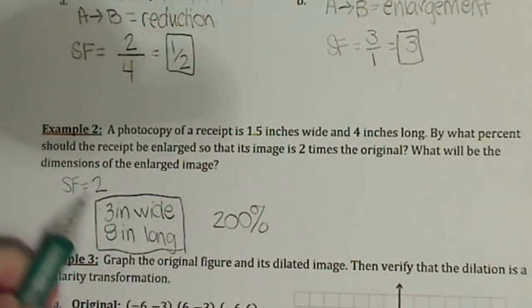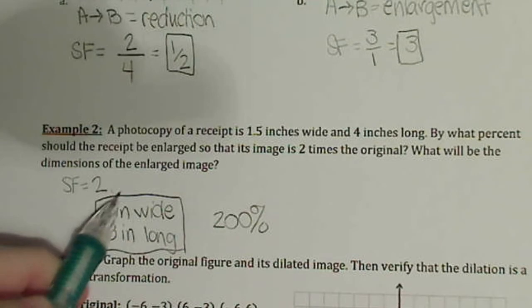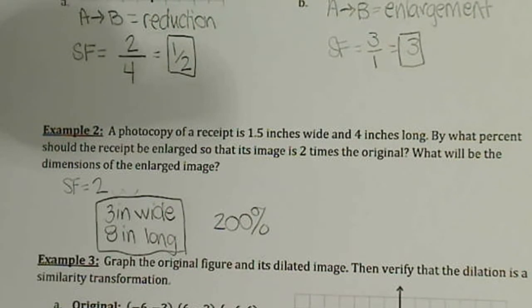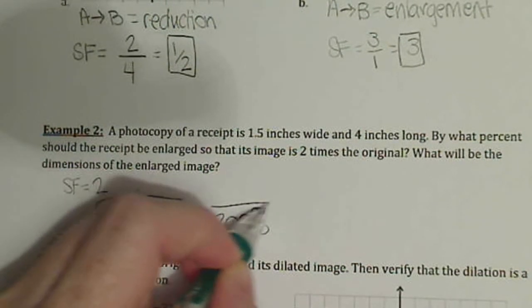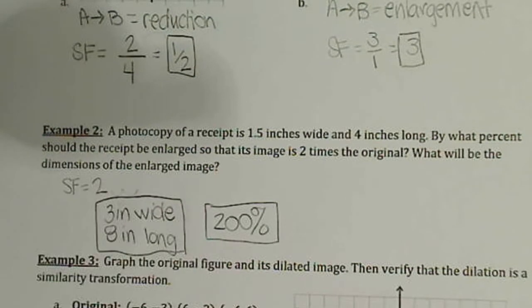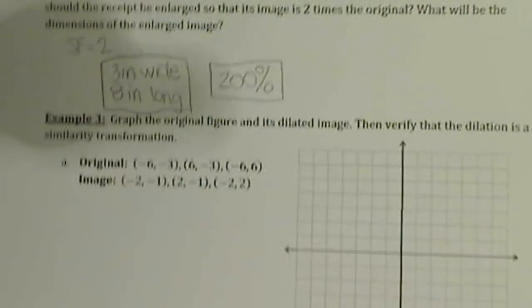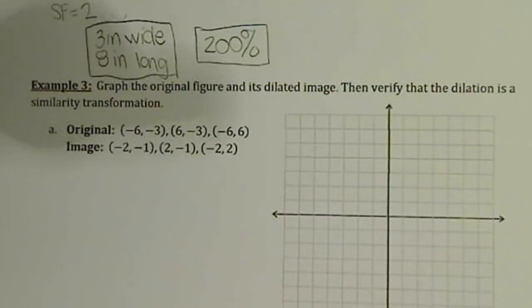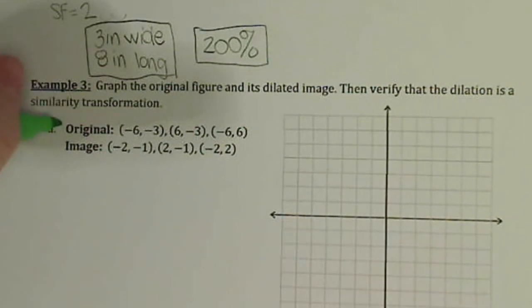Basically, you're taking your scale factor and moving the decimal point 2 times. So 200% larger. Alright, for example 3, this is where you're going to need your colors. We're going to graph the original, and I'm going to graph it in green.